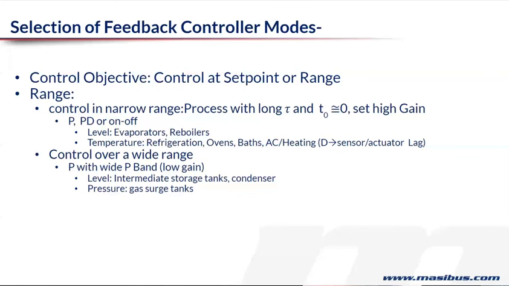Then we talk about control over a wide range. Here, when it is a wide range, you operate with a very low gain. That means you increase the P band. Intermediate storage tanks are an example. The main purpose of a storage tank is to store. So if the level is at 20% or 80%, it doesn't matter. It should not run dry, and it should not overflow. Those are the only requirements.